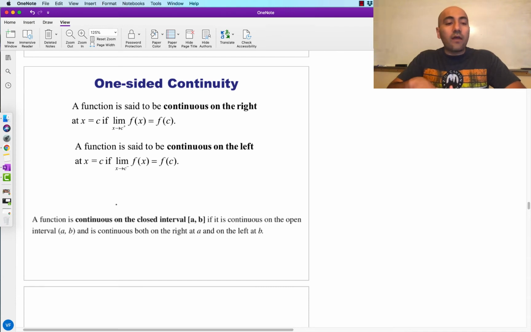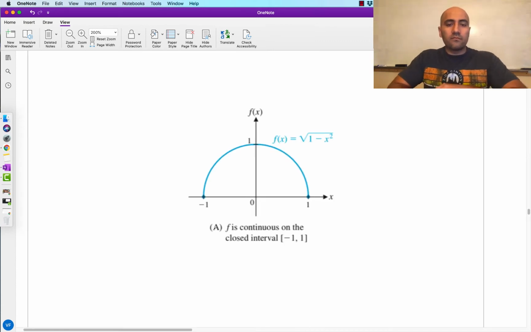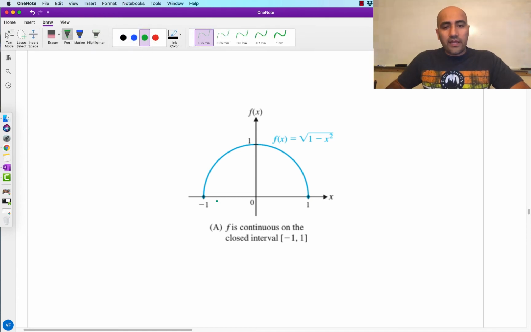If it is continuous on the open interval from a to b and is continuous both on the right of a and the left of b. So here's a nice example of that. Here we have this function in blue, and it's definitely continuous everywhere between -1 and 1, right? So any value, any x equals c value chosen anywhere inside here, we let c equal to this point, and you're like, is the function continuous at x equals c? Yes, it is. Anywhere within -1 and 1, continuous everywhere.